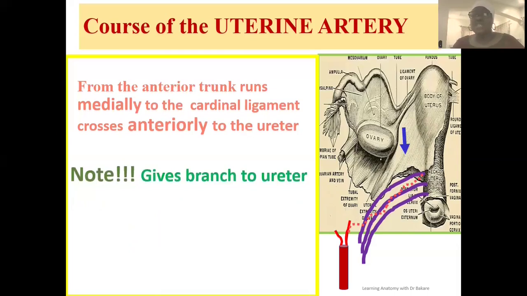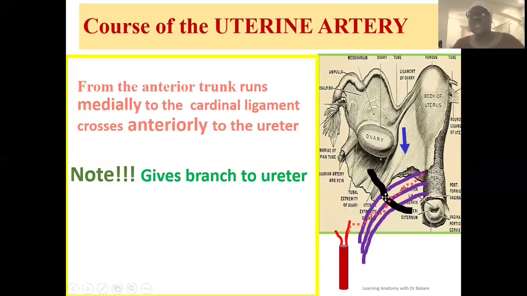It is crossing anteriorly to the ureter. This is where we have the ureter here, highlighted in black. Remember, we said that the uterus is sandwiched between the urinary bladder anteriorly and also the rectum posteriorly. So let's imagine that we have the urinary bladder at this front, and we know that we have the ureters emerging from the urinary bladder.